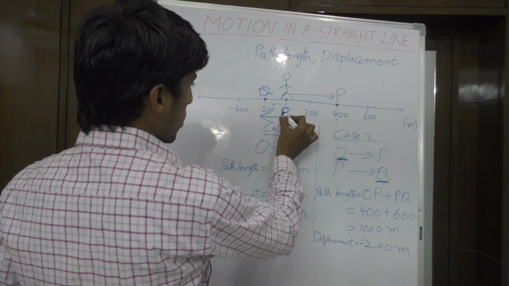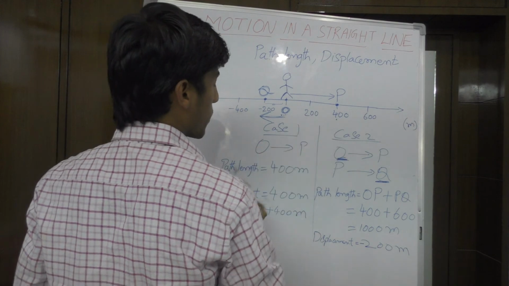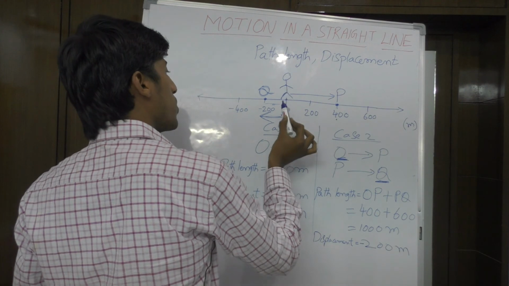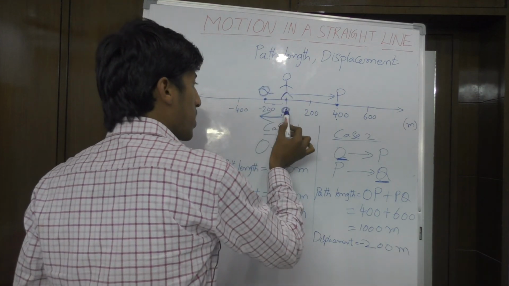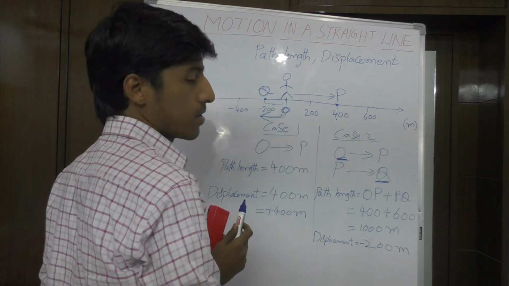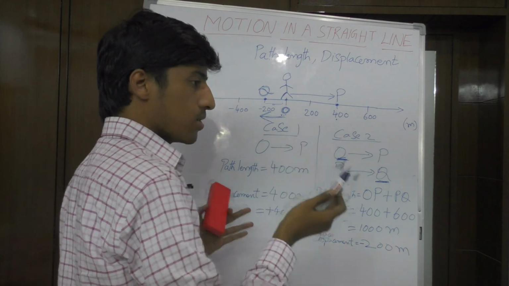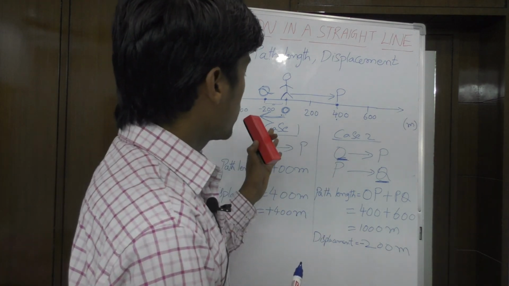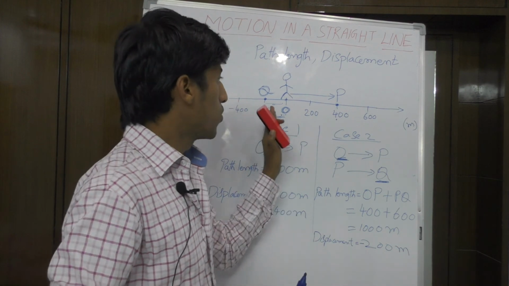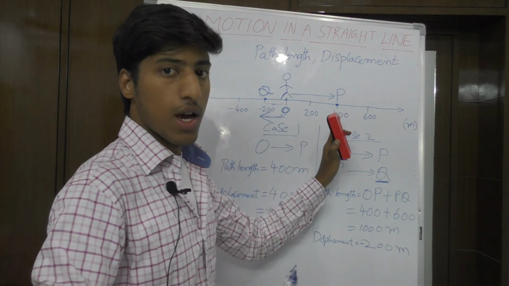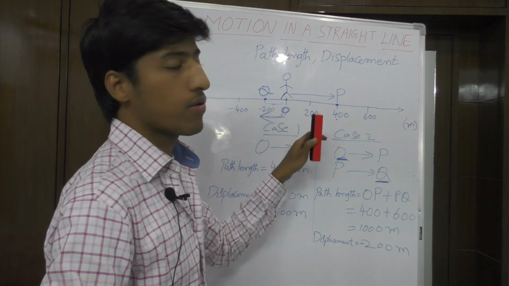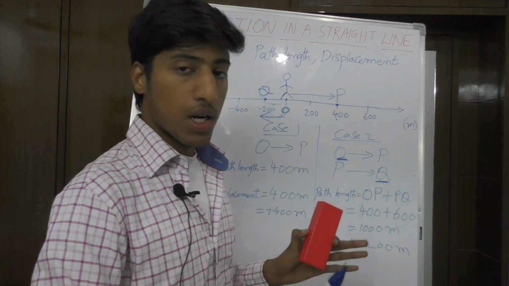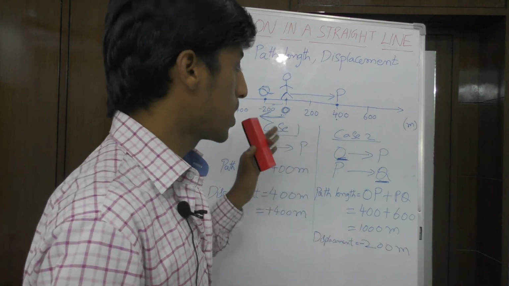Now this person has started from O and he has reached P. After reaching P, he again returned to the same point O. Now the initial and the final positions coincide, so the displacement is 0 as the initial and final positions are the same. Whereas the path length, from O to P he has covered 400 meters, and from P to O he has covered another 400 meters, that is 800 meters. In this case the displacement is 0 but the path length has a magnitude of 800 meters.